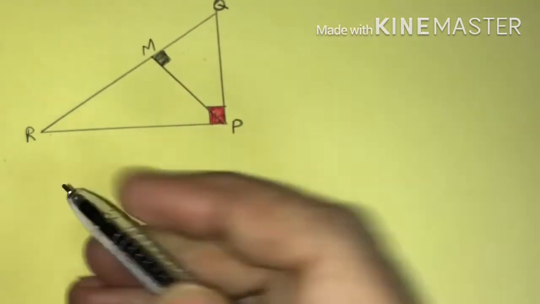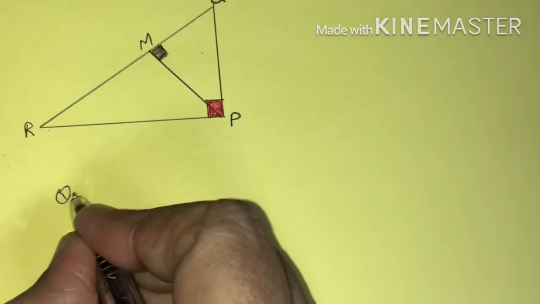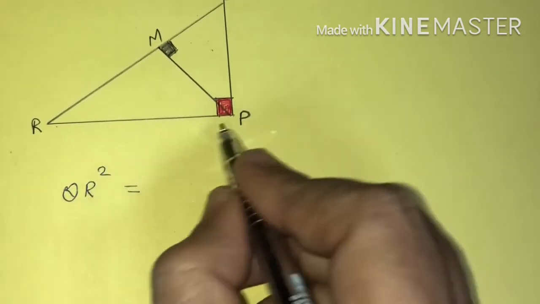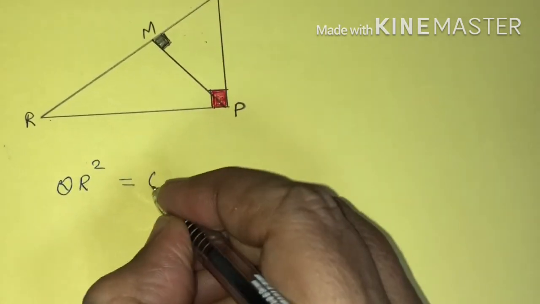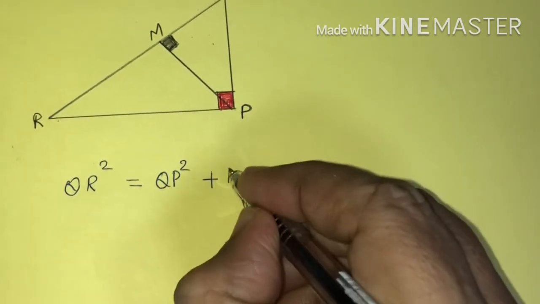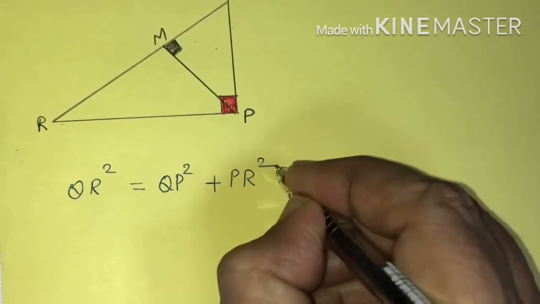According to theorem of Pythagoras, we can write QR square, hypotenuse square, is equal to sum of the other two sides square, QP square plus PR square. Let it be equation number 1.